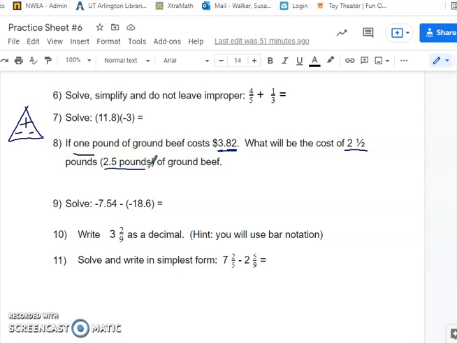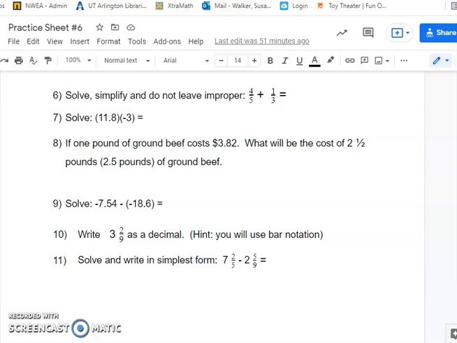There's a couple ways to do this, at least in my opinion. You could say, okay, well, 1 pound is $3.82 plus another pound is $3.82. And then a half pound, well, if you can figure out what half of that is, then you can add that, and that gives you your total. You can tell we're kind of doing repeated addition there. You can also say 3.82 times 2 5/10. You can do it that way. So whichever way you prefer.